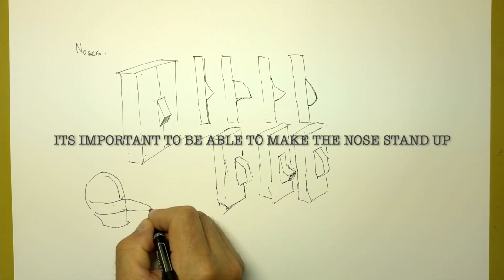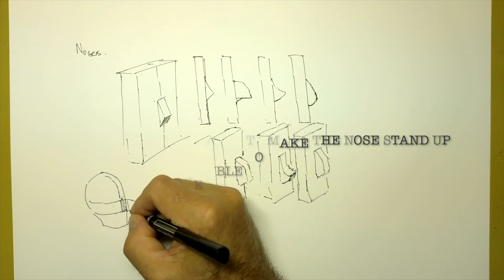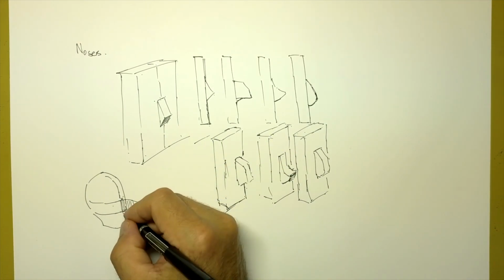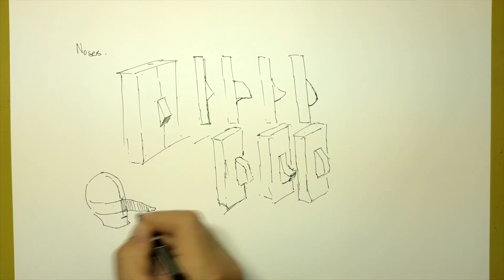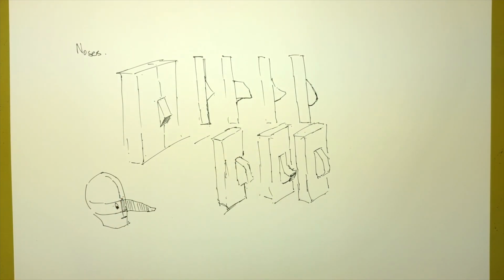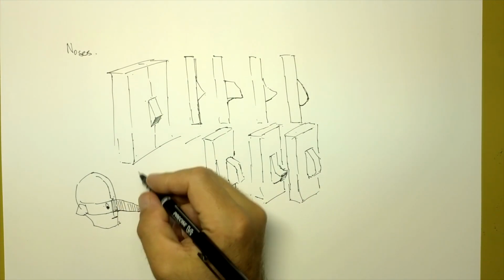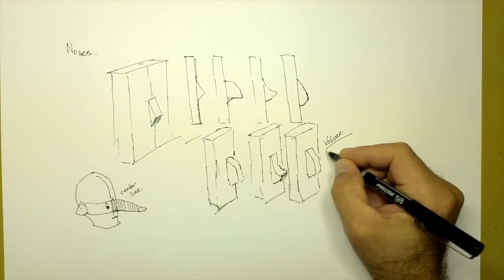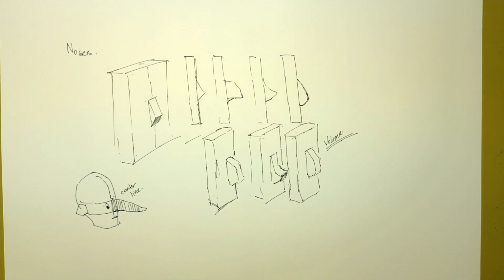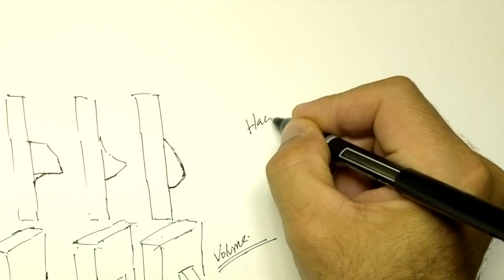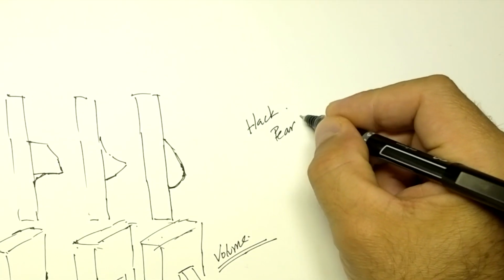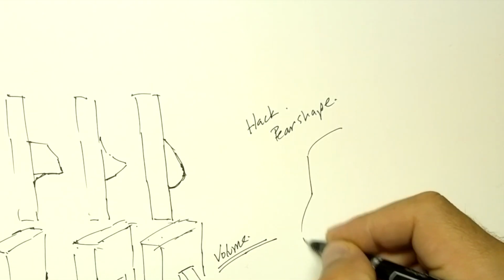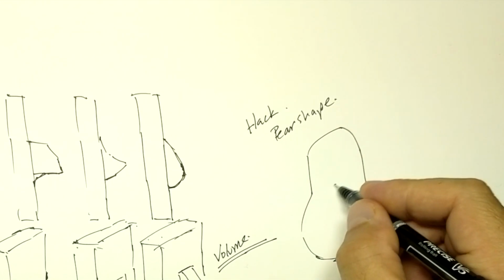Okay, so here's a head shape, kind of like what we were practicing. We're putting a big old Pinocchio nose on him. So this little practice has a few bits going on. It's got the 3D quality of the nose, it's got it standing up, it's got the placement, it's got some basics of its shape.